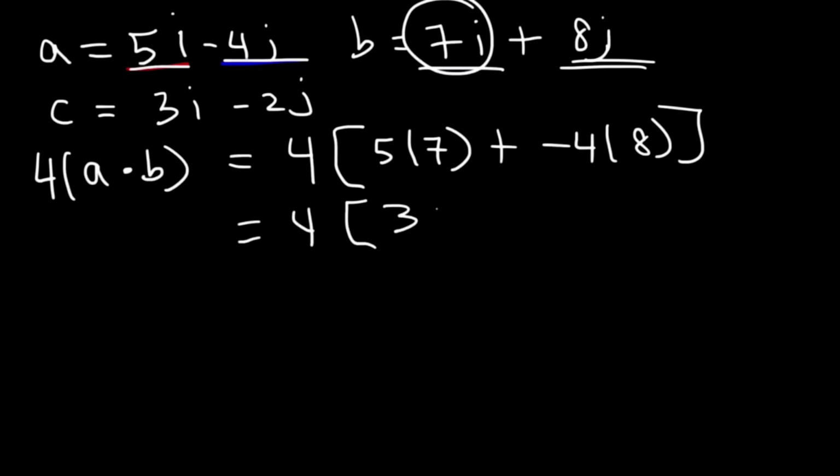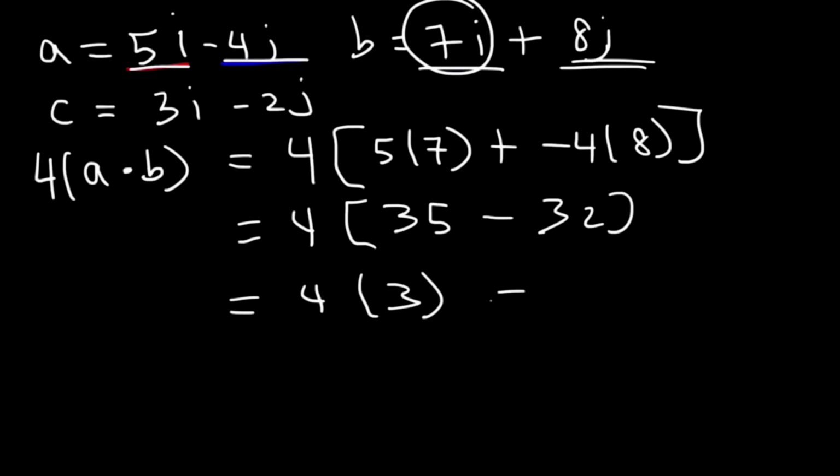5 times 7 is 35. 4 times 8 is 32. And so that's 3. So it's going to be 4 times 3, which is 12. So that's the value of 4 times the dot product of a and b. So let's say we have a vector a, and let's say it's 3i plus 4j. Find the magnitude of vector a.